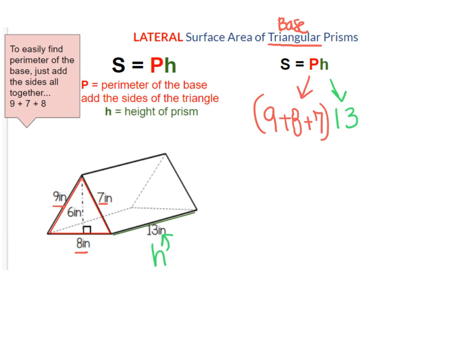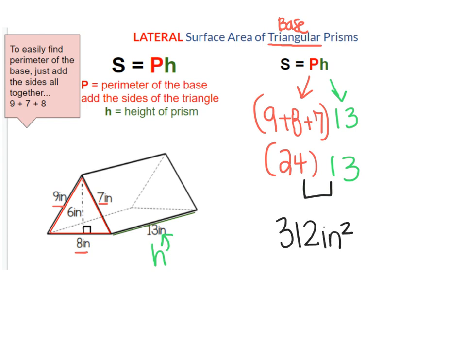Okay, so first let's go ahead and add to find my perimeter. 9 plus 8 plus 7 will give me 24. So I'm essentially just going to do 24 times 13. After multiplying 24 times 13, I should get 312 inches squared for the lateral surface area.